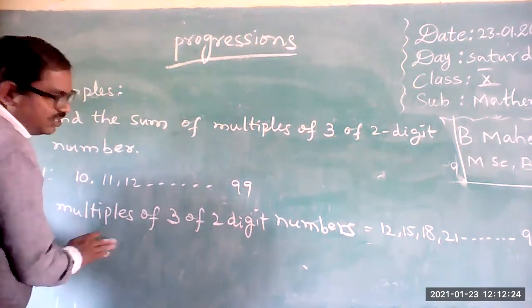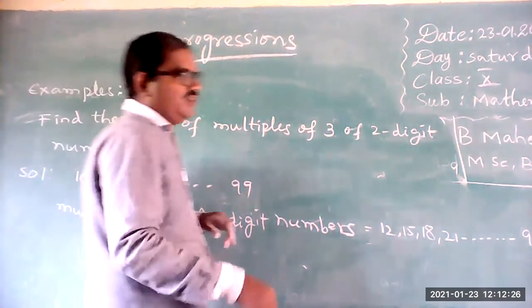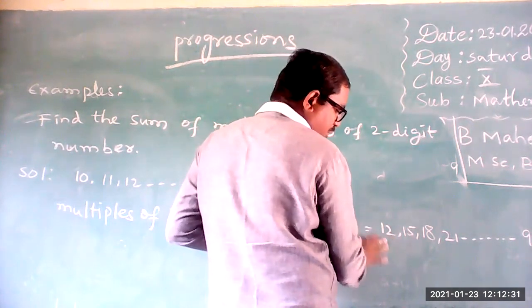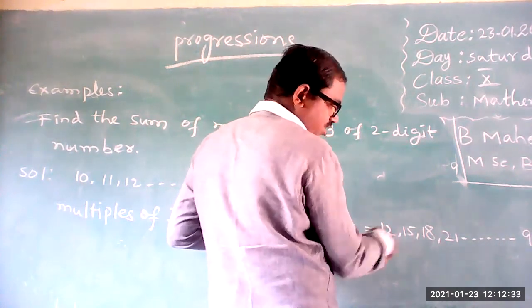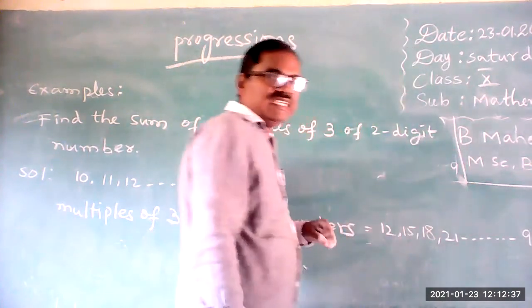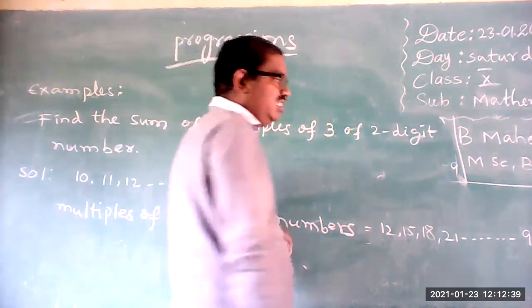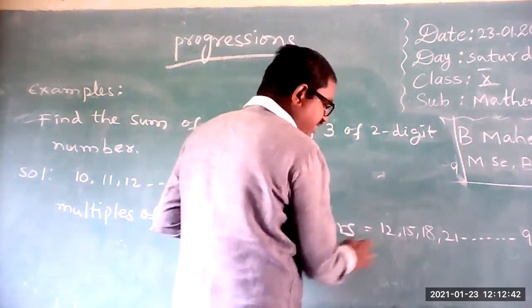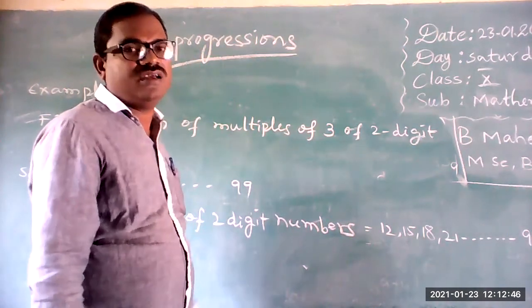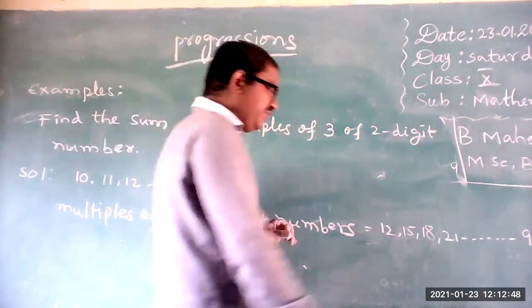So the given series is 12, 15, 18, 21, and the last term is 99. You observe 12 is a multiple of 3: 3 times 4 is 12, 3 times 5 is 15, 3 times 6, 3 times 7, and the last one is 3 times 33, which is 99. So find the first term and common difference.